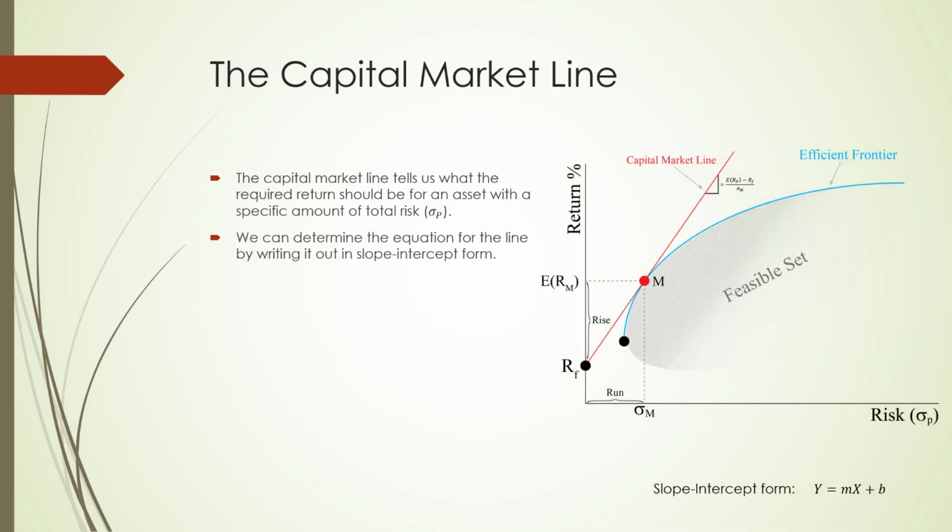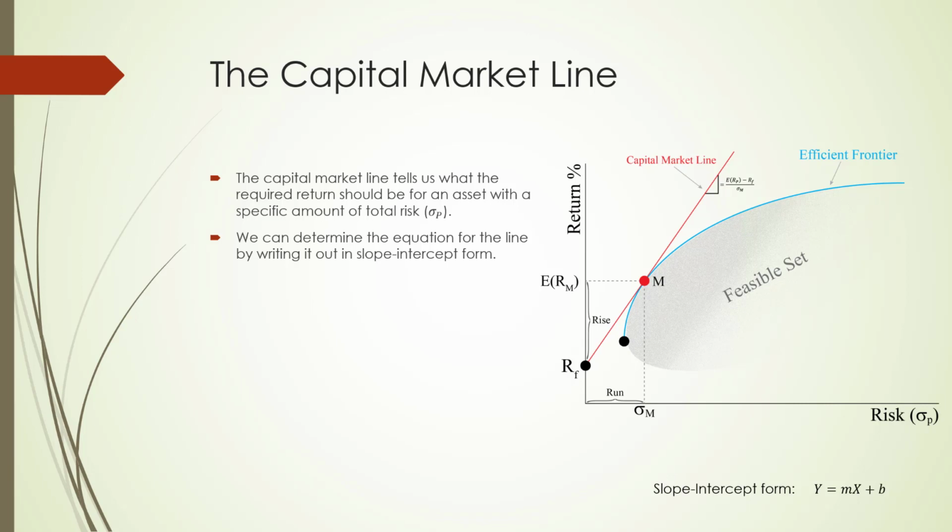So let's figure out the equation for the capital market line. So if we write this in slope-intercept form, and remember, slope-intercept form is just the basic equation of a straight line, y equals mx plus b, where m is the slope and b is the intercept. So looking at this graph, you can see immediately that the risk-free rate is the intercept of the capital market line. That's the y-intercept. That's where the capital market line crosses the y-axis. And then the slope, remember, is the rise over the run.